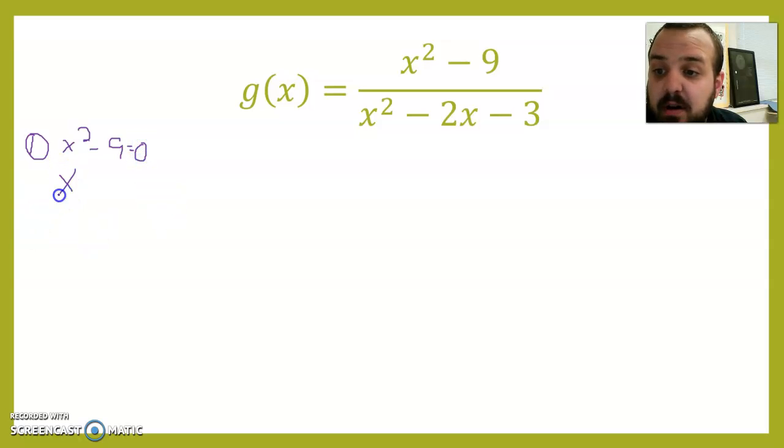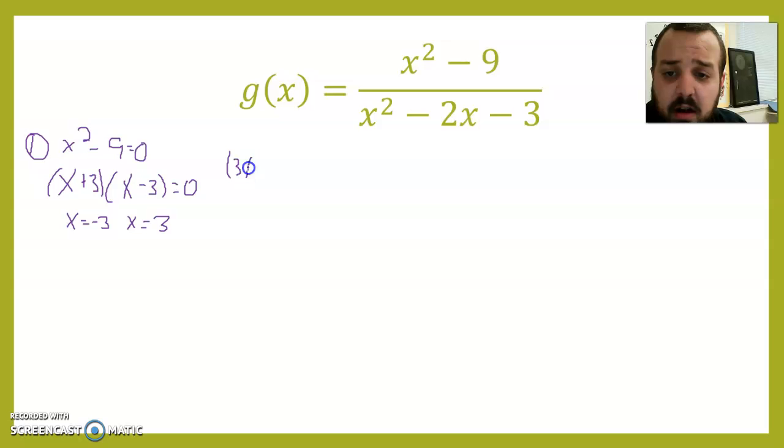So I know I'm going to get x plus 3 times x minus 3 equals 0. And then I'll go ahead and I'll solve. And I'll get that x equals negative 3 and x equals 3. Okay, so my roots are going to be (3, 0) and (negative 3, 0). Okay, so again, that's step one, finding our roots.